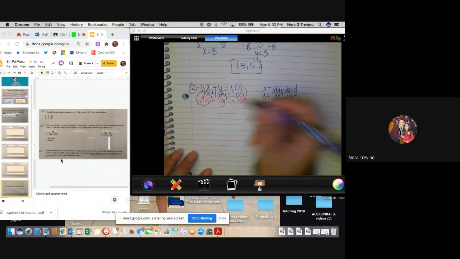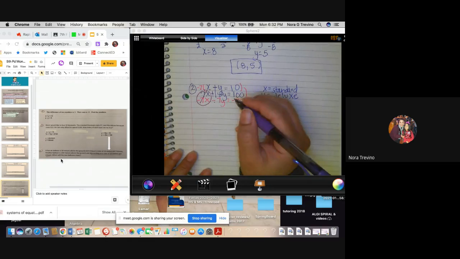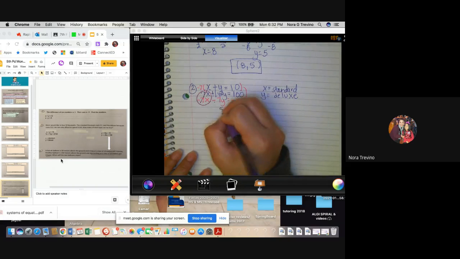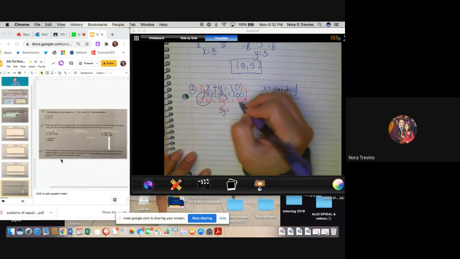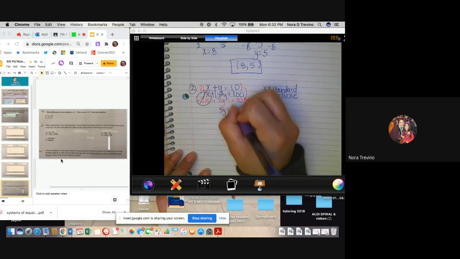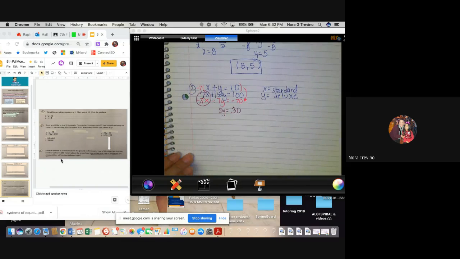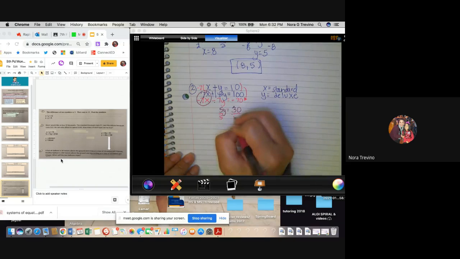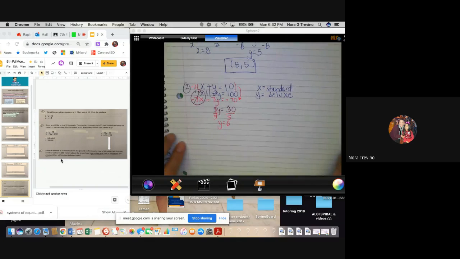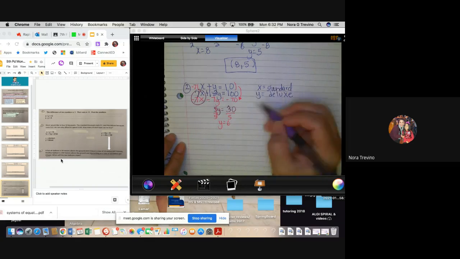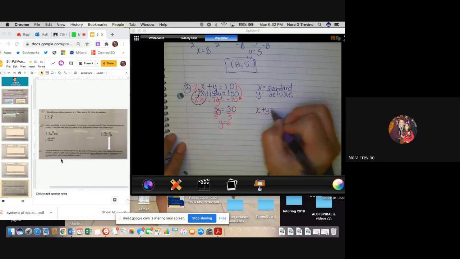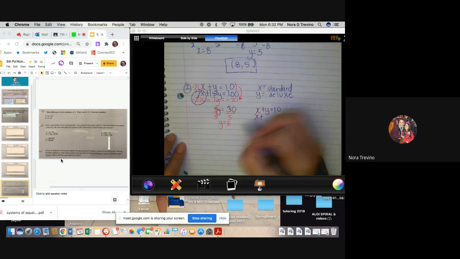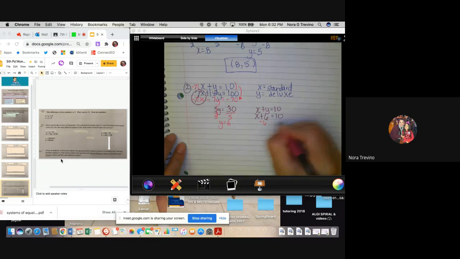Finally, this cancels. 12y plus a negative 7y, that's going to be a 5y. 100 minus 70, well, that's 30. And divide both sides by 5. y equals 6. And now I pick whichever equation I want. I'm going to pick the top one. x plus y equals 10. x plus 6 equals 10. Subtract 6, x equals 4.